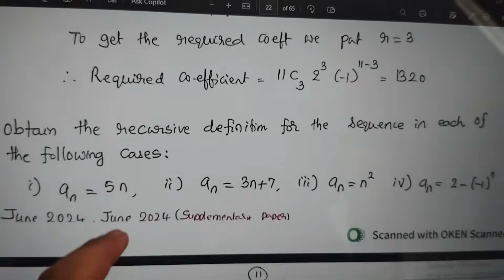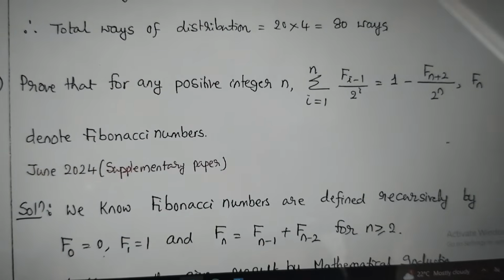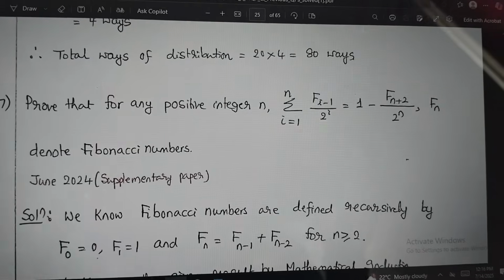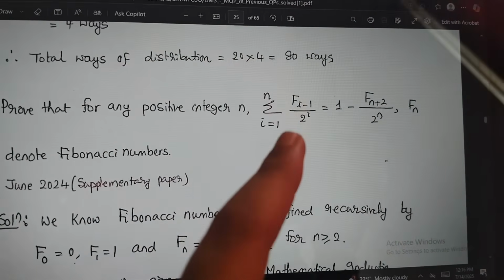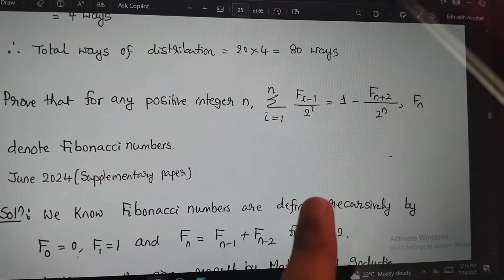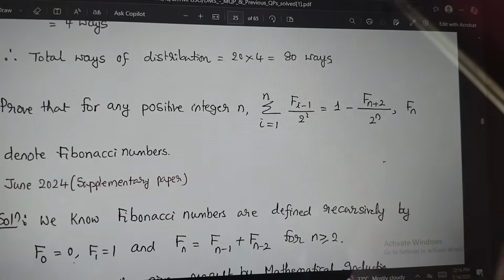So similarly, everything is there in module 2. Okay, one more: we have to prove that this Fibonacci series is given. We have to prove that for any positive integer, this particular thing is true. First, what you do, in place of i you substitute 0, then 1, then 2. Check whether you are getting one series.